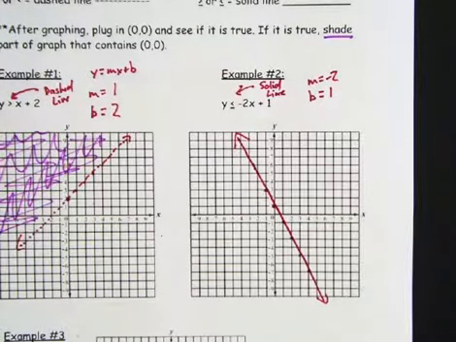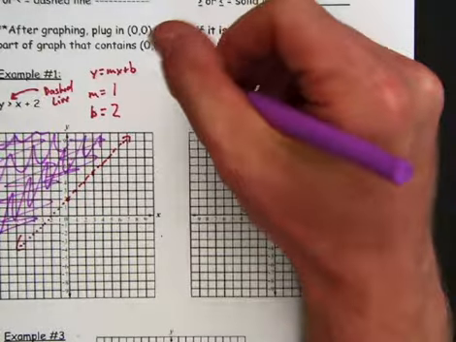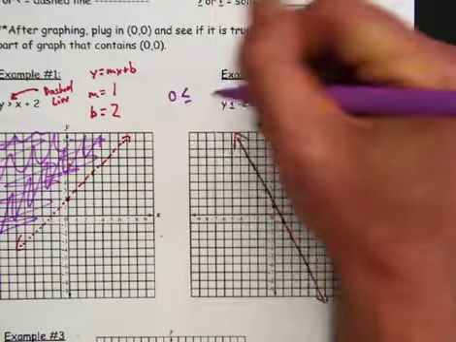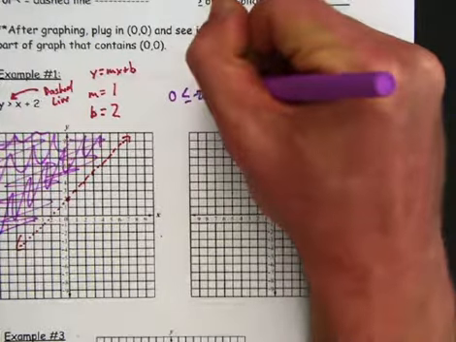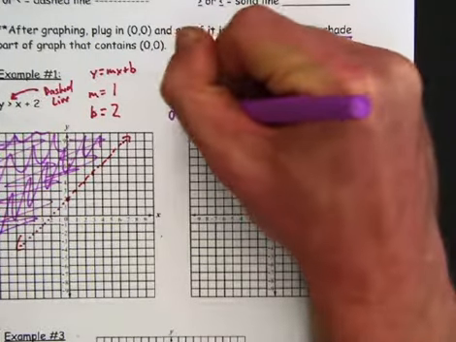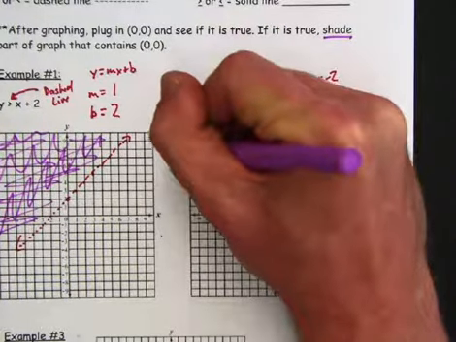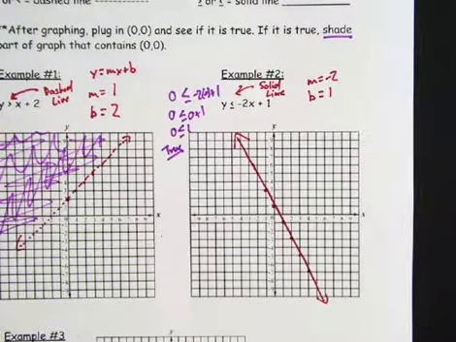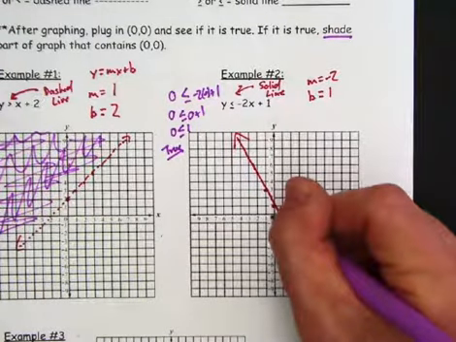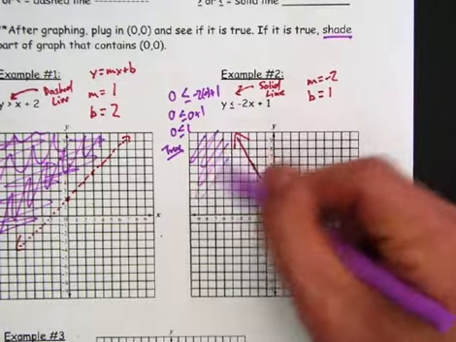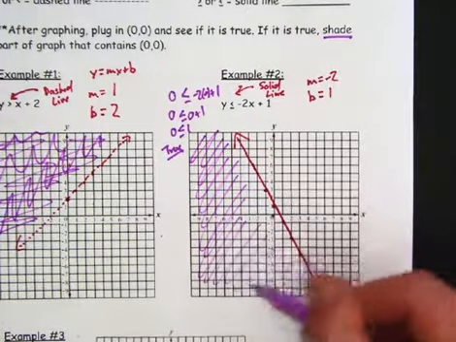Now, we have to figure out if we need to shade. So we're going to plug 0, 0 in. I'm just going to do it this time. I'm going to have 0 is less than or equal to negative 2 times 0 plus 1. 0 is less than or equal to 0 plus 1, and we get 0 is less than or equal to 1. That's true, right? So that means the side that has 0, 0 right here is going to be true. So we're going to shade all of this.